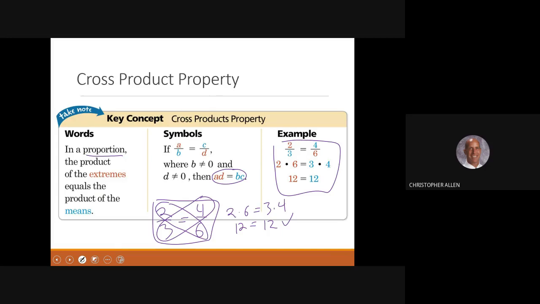So I hope you guys are familiar with that. I imagine that you are. I'm sure you've seen that before. That's something, when I used to teach middle school, that was something that I definitely taught in pre-algebra.